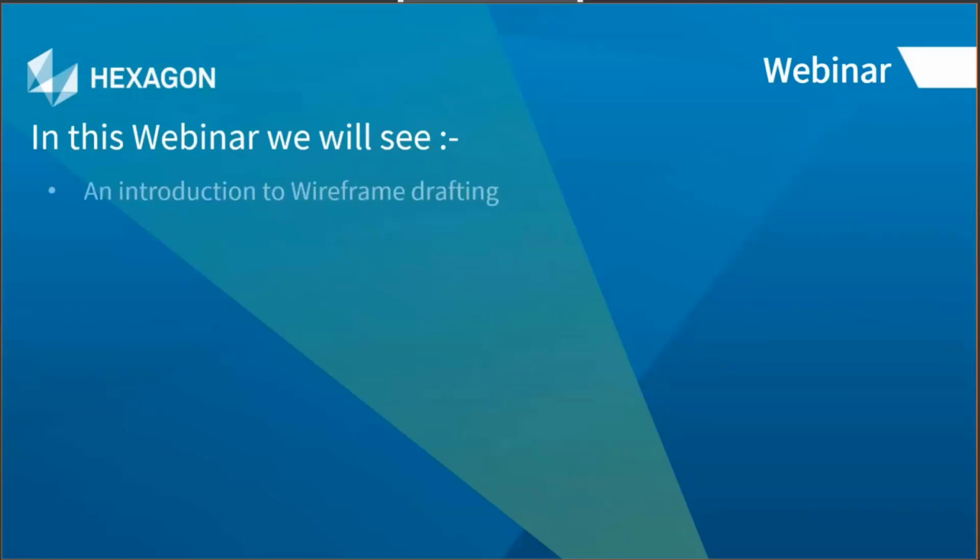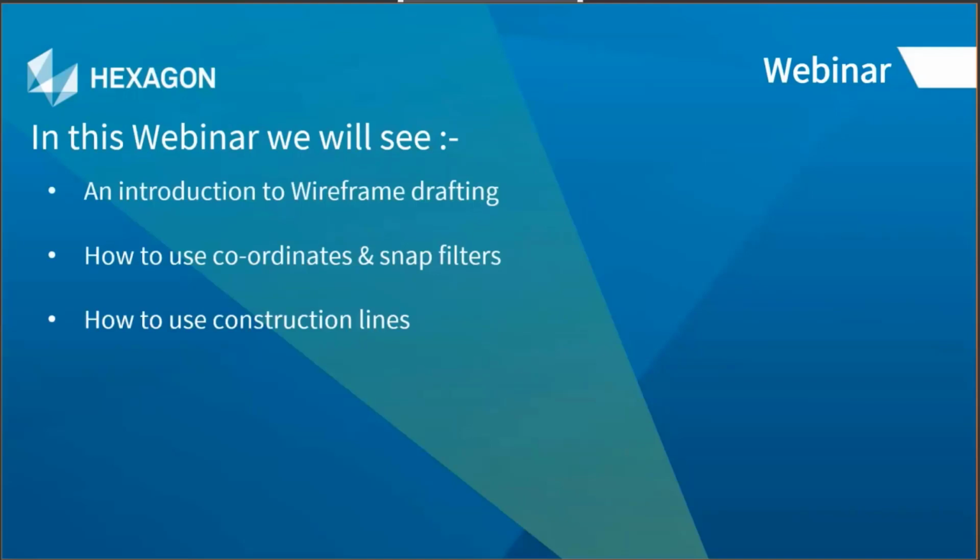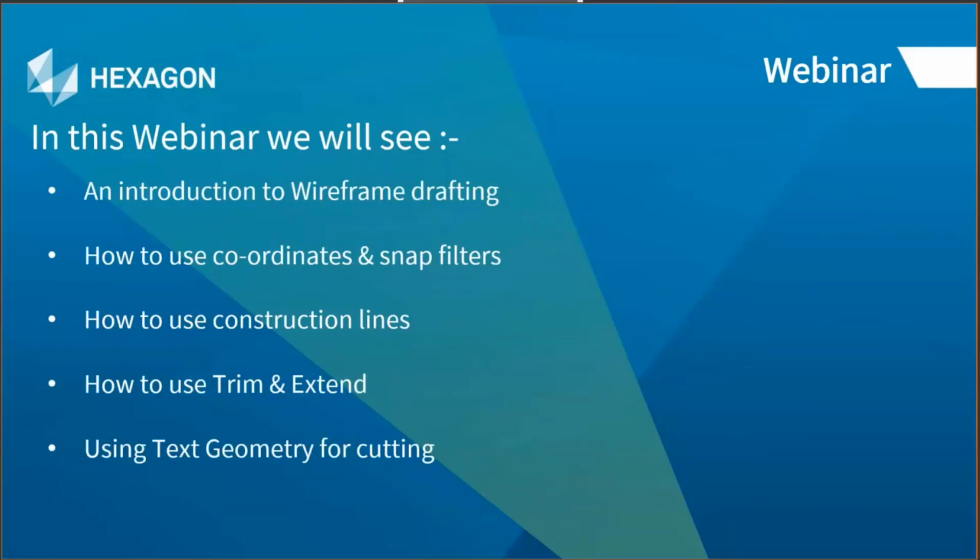So in this webinar, we are going to be looking at an introduction to wireframe drafting. We'll show you how to use coordinates and snap filters. We're going to look at construction lines because they can be very powerful in the construction of geometry as well. We're going to use trim and extend. We're going to look at using text for cutting or modeling in Designer, so text geometry for actually creating 3D models. We're going to look at importing and manipulating third-party data, in the form of DWG, DXF, etc.